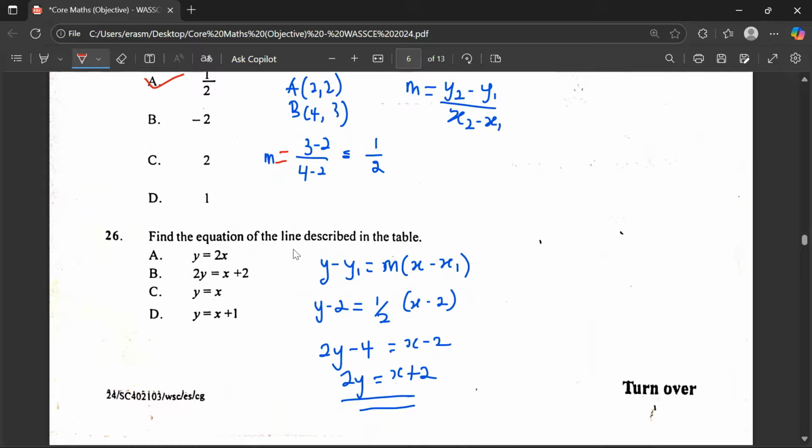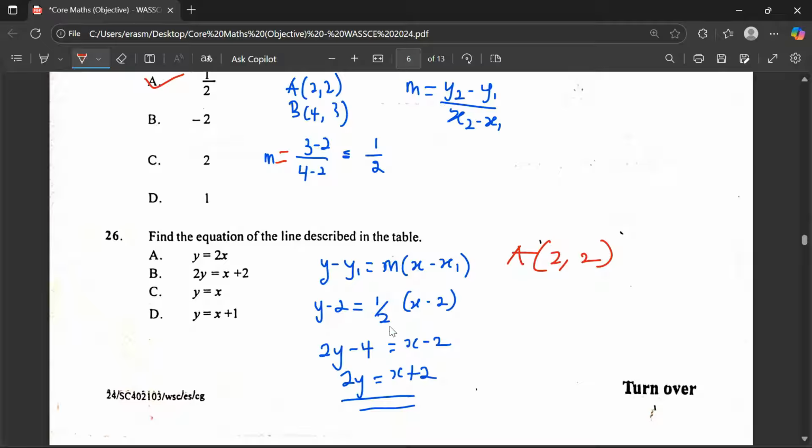Now you have to find the equation of the line described in the table. Now the equation of a line is y minus y1 equals m times x minus x1. Now y1 is 2, x1 is also 2. That is point A, 2, 2. We are going to have y minus y1, which is 2, equals half, which is m, times x minus x1, which is 2.